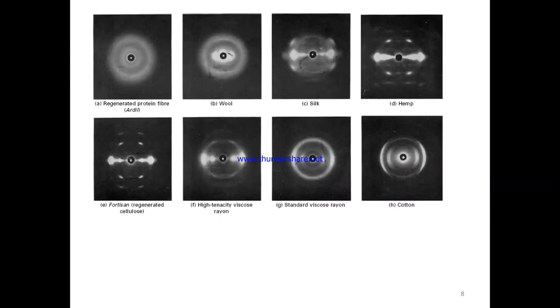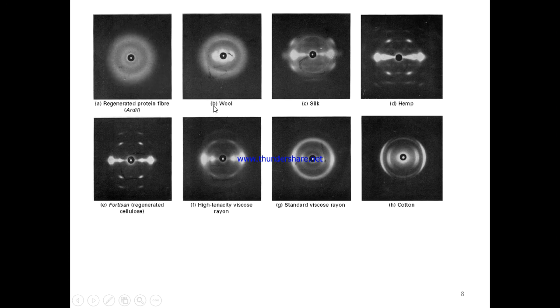Now I shall show you some of the diffraction spectra of common textile fibers. In A you can see the diffraction spectra obtained for a regenerated protein fiber. In this case the lines are not prominent. That means the fiber is not a highly crystalline fiber. So this fiber is actually a highly amorphous fiber.